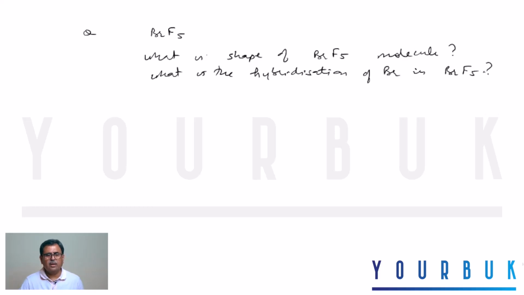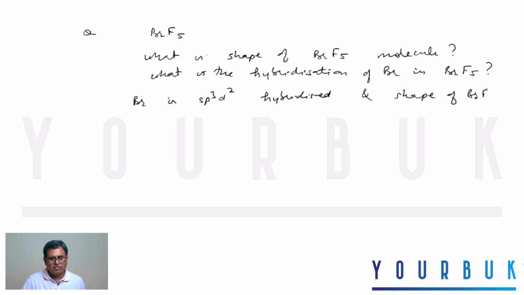So in this case, what will happen? The student will write that the bromine is sp3d2 hybridized, and the shape of BrF5 molecule is square pyramid.